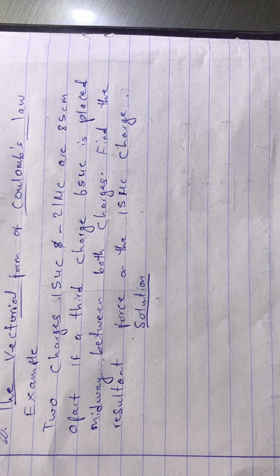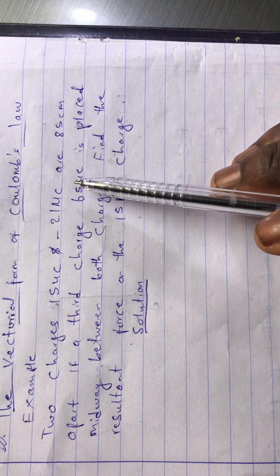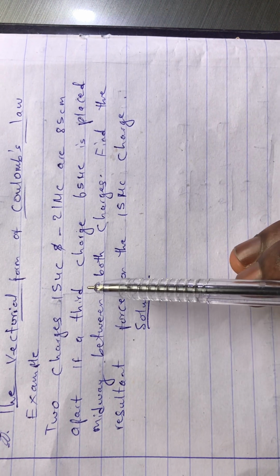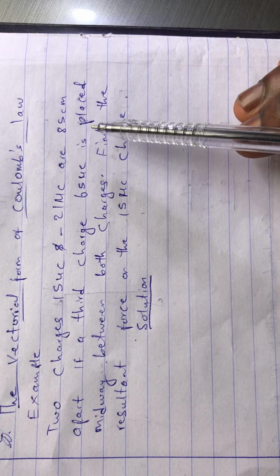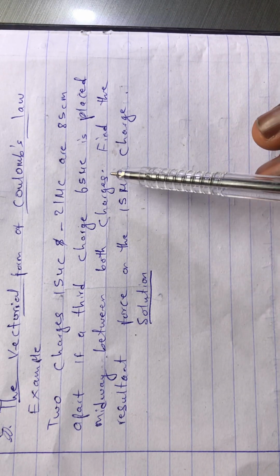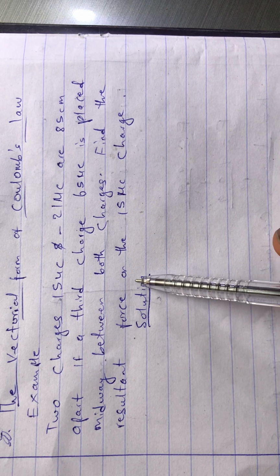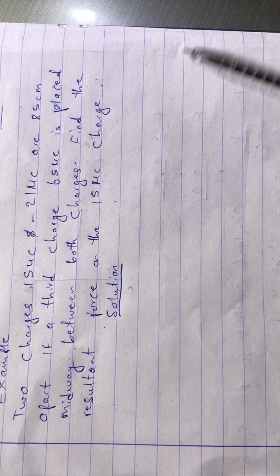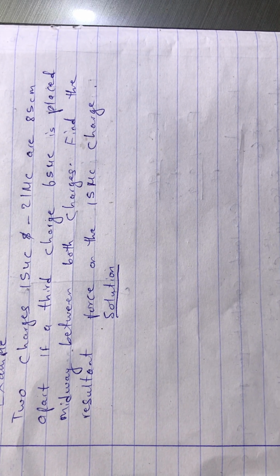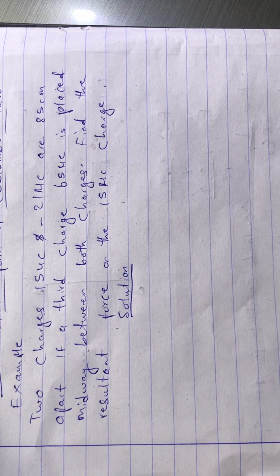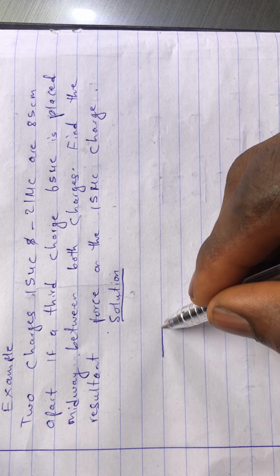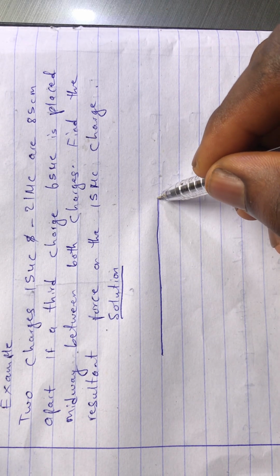It says two charges, 15 microcoulomb and minus 21 microcoulomb, are 85 centimeters apart. If a third charge, 65 microcoulomb, is placed midway between both charges, find the resultant force on the 15 microcoulomb charge. Now, the first thing to do in this kind of question is to represent it the way it is in the question. Just try to do some diagram to represent it.